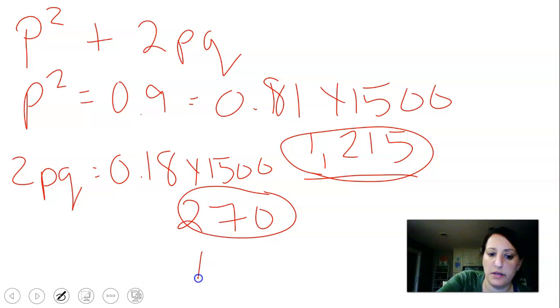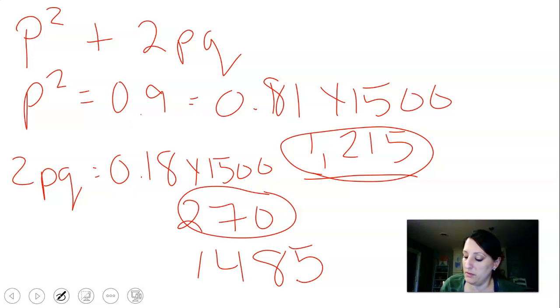That's 1,485. We can check our work by adding the 15 blue-eyed individuals: we get 1,500. Now, you could have gotten that in a much easier way. You could have taken your total population of 1,500 and just subtracted the 15 blue-eyed individuals, and you would have gotten 1,485 brown-eyed individuals. But I wanted to show you how to get it using p squared and 2pq. Make sure you know how to do that.